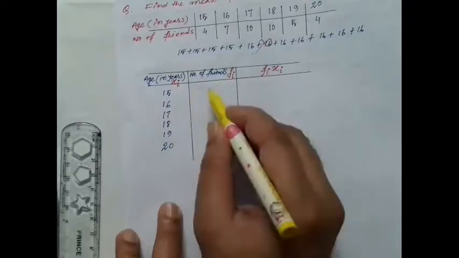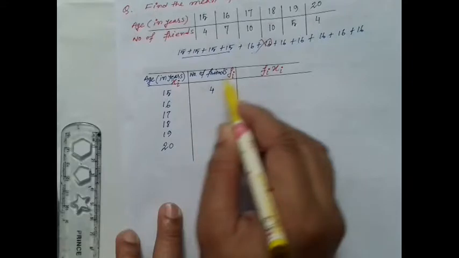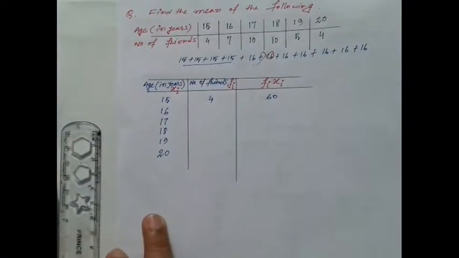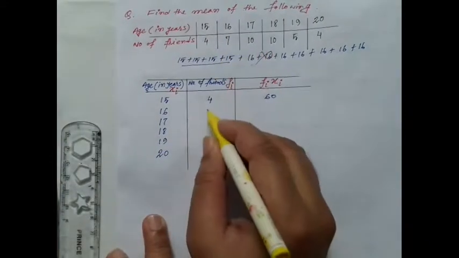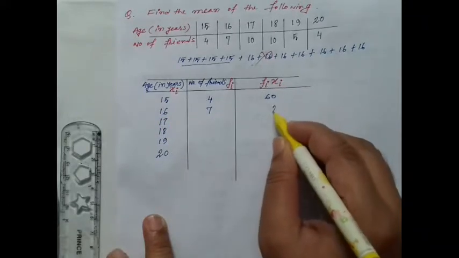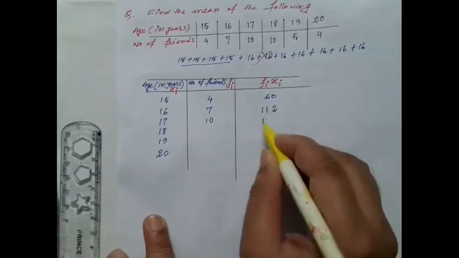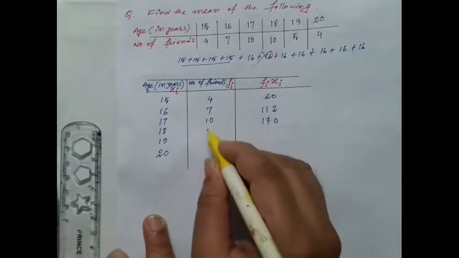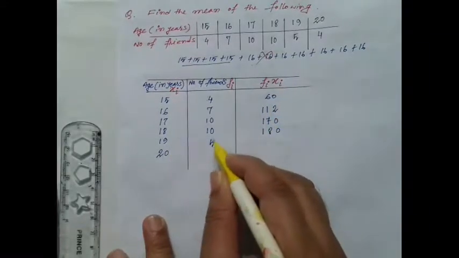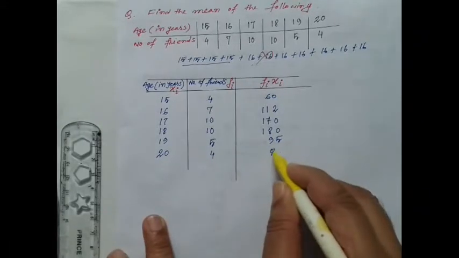Now the frequency for 15 is 4, so if we add 15 four times we'll get 60, but if we multiply its frequency 4 with 15, then also we'll get 60, same thing. Now how many 16s are there? 7, so we multiply to get fi xi: 112, then 10 times 17 is 170, then again 10, so 180, then 5, so 95, and then 4, so 80.